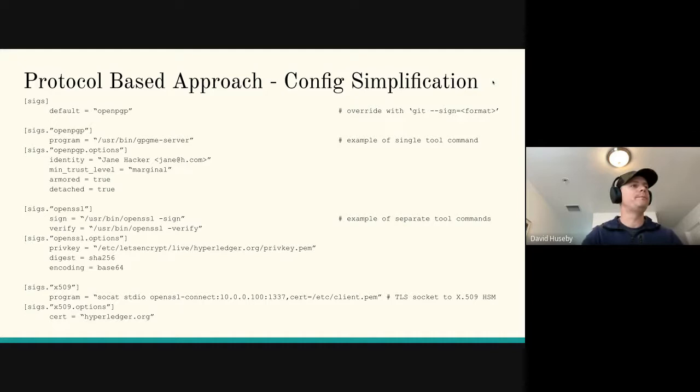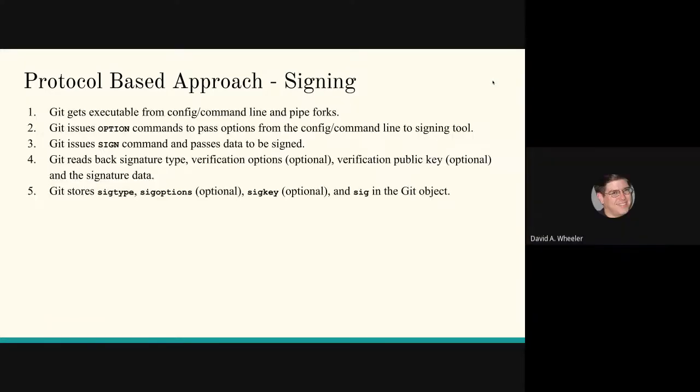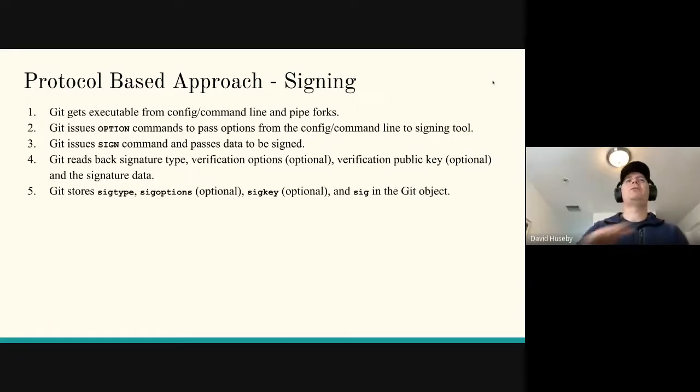Okay, next slide. So for the protocol-based approach, I've already covered most of this. It will grab the configuration from the command line or the config, pipe fork the command, and then use standard in, standard out, and standard error. From the standpoint of client server, Git is the client, the signing tool is the server. It passes those options from the config and command line to the signing tool, and uses the sign command. Okay, let's go to the next slide here.